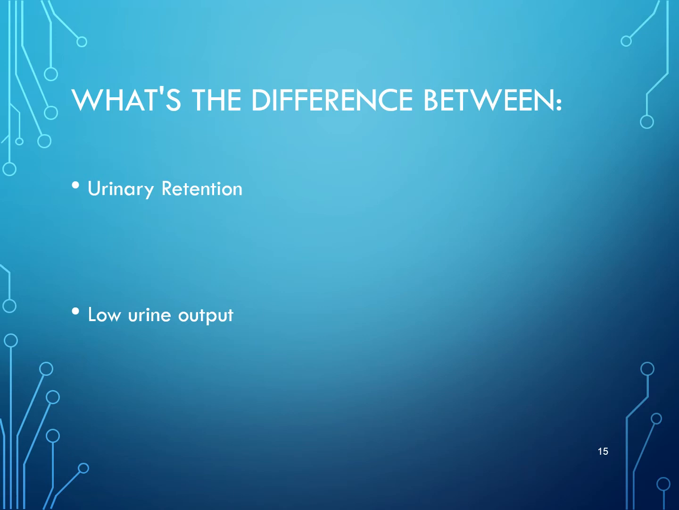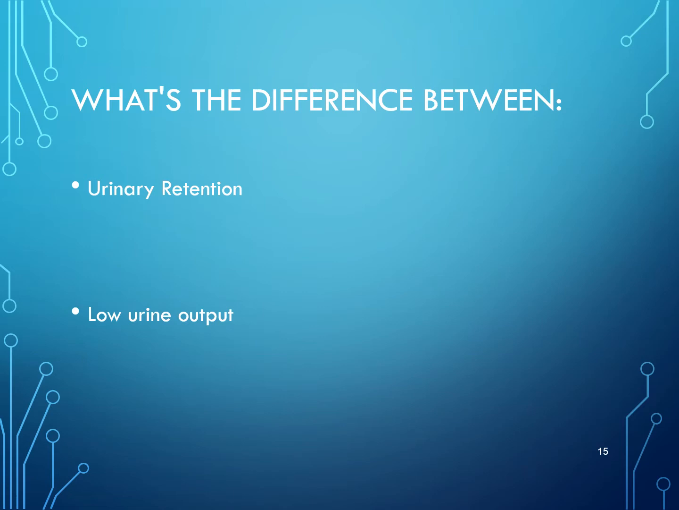It could be an obstruction. It could be the client's not feeling that urgency to go. Something else is going on. Waking up from anesthesia can slow this down. Okay, so that would be urinary retention. We have urine in the bladder. For whatever reason, we're not getting it out of the bladder.